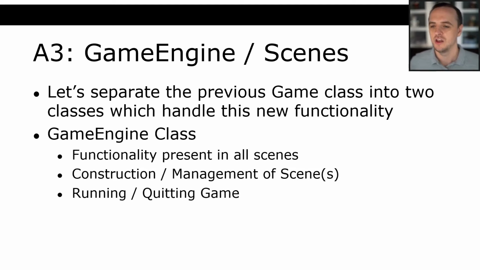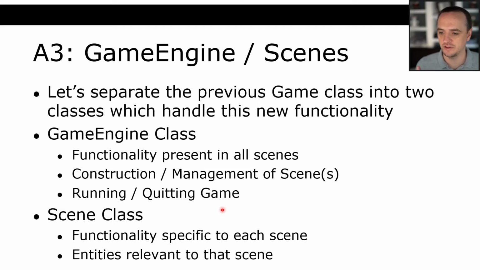So what do these two classes do? Well, the game engine class is going to contain all of the functionality that is the same no matter which scene that you're on, okay? So for example, it's going to handle the game window. It's going to handle running and quitting of the game. It's going to handle the construction and the management of the scenes, for example. That's what the game engine class is going to do. And then the scene class is going to have the functionality that's specific to each scene. And it's only going to hold the entities that are relevant to that scene.